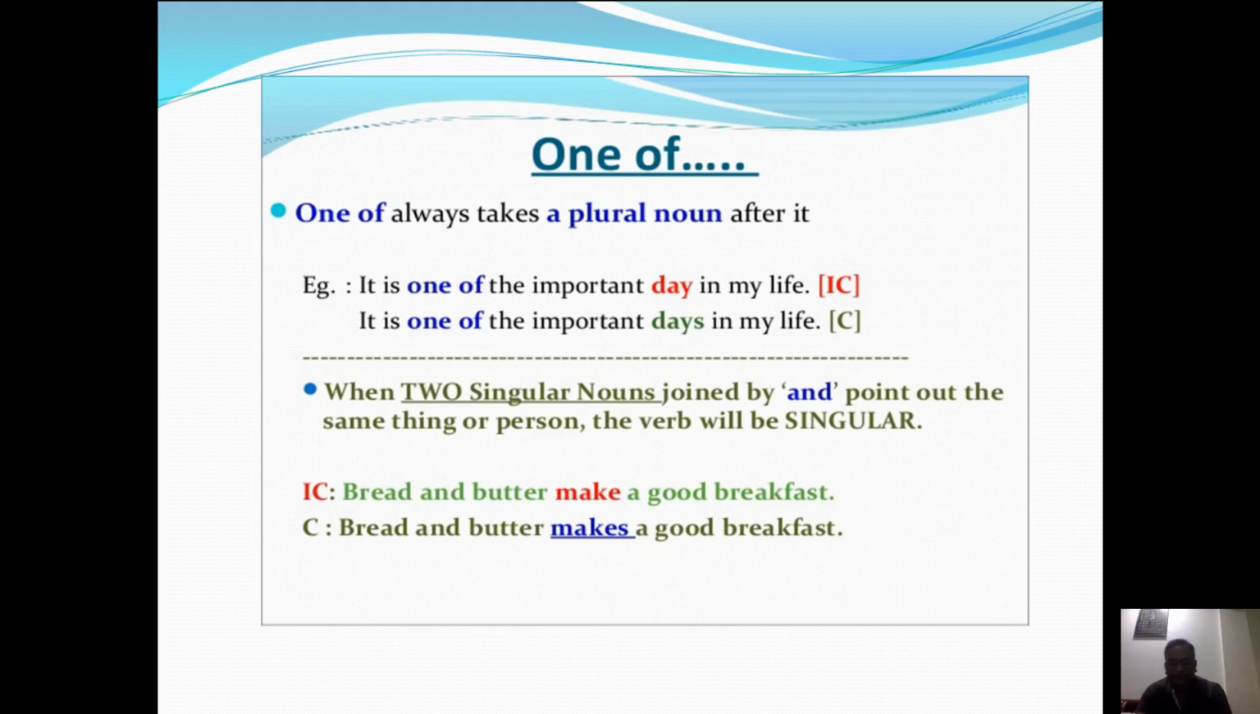One of. One of always takes a plural noun after it. It is one of the important days in my life.